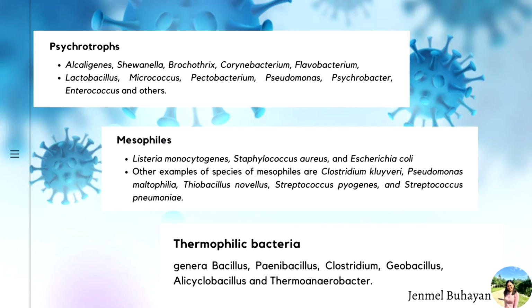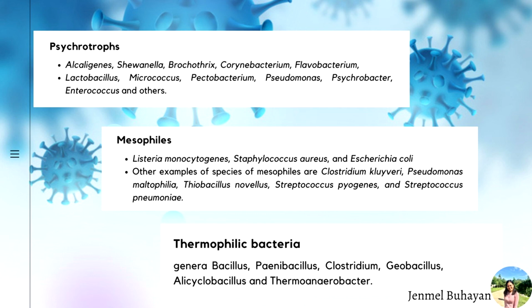Most commonly, psychrotrophs are Alcaligenes, Shewanella, Brochothrix, Corynebacterium, Flavobacterium, Lactobacillus, Micrococcus, Pectobacterium, Pseudomonas, Psychrobacter, Enterococcus, and others.